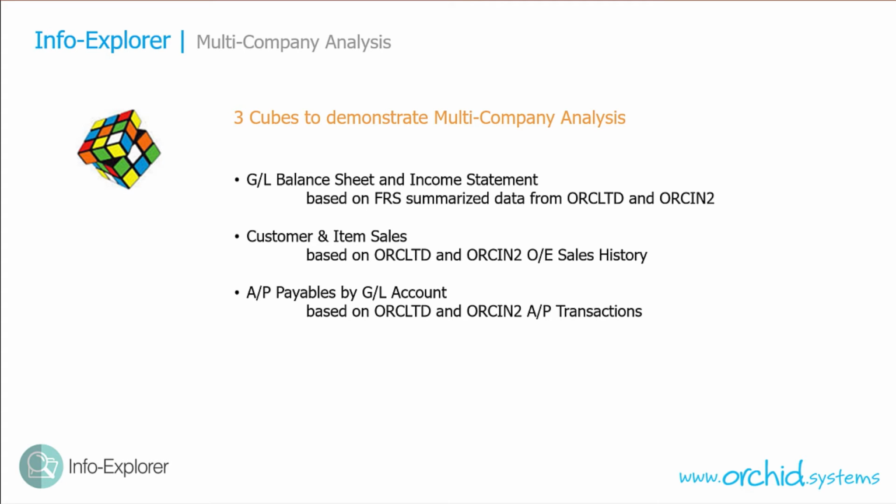We're going to use the following 3 cubes to demonstrate multi-company analysis. First, we're going to look at a GL balance sheet and income statement, and this cube is based on the FRS summarized data from Orc Ltd and Orking 2 that you saw John working with earlier. Then we're going to look at a customer and item sales cube based on Orc Ltd and Orking 2, and the underlying transactions are the OE sales history. And then we're going to look at AP payables by GL account based on Orc Ltd and Orking 2, the individual AP transactions.